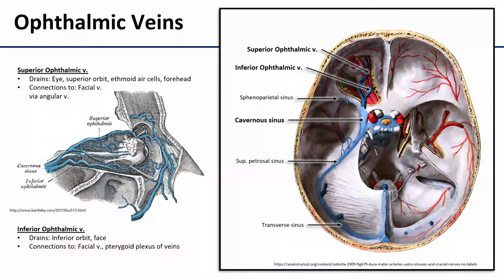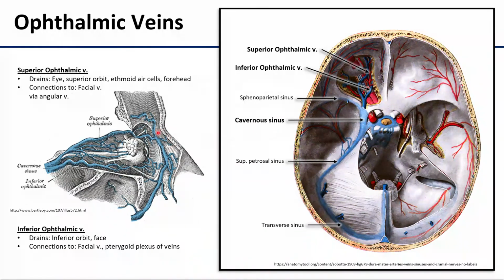There are two ophthalmic veins that drain the orbit, and these are both going to drain into the cavernous sinus. So the cavernous sinus, remember, is this cranial dural sinus that runs right next to the sphenoid here, and then will eventually drain by the inferior petrosal sinus down to the jugular vein.